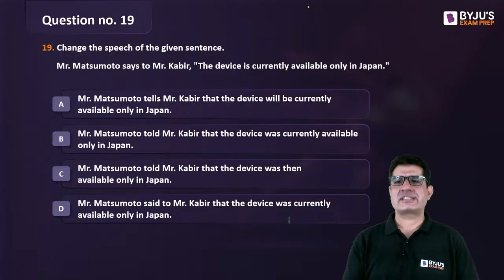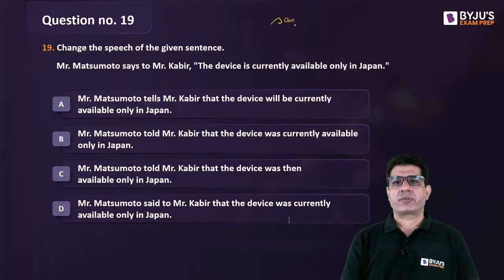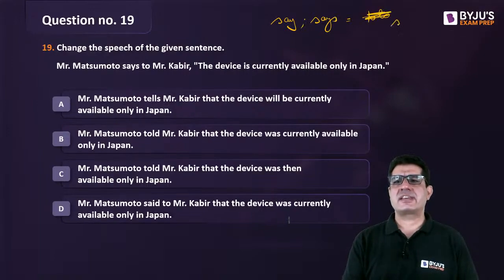Oh yes, Piyush, that's actually pretty straightforward. So if you have say or says, then they are simply replaced with, so then you can say said. But then if you have said to someone, then that said to is converted into told.